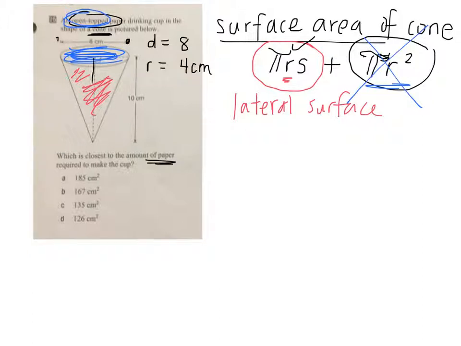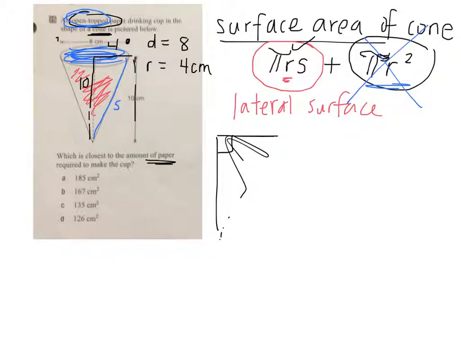We know the height, okay? They give us the height of the cone is 10. We know the radius is 4. Any ideas on how we could find s? What shape is this? What shape does this form? Right triangle. A right angle triangle.